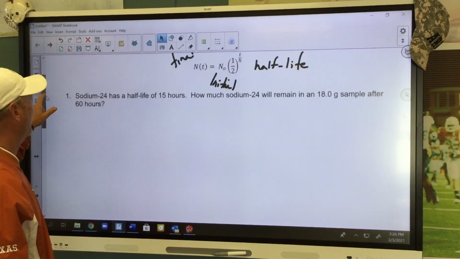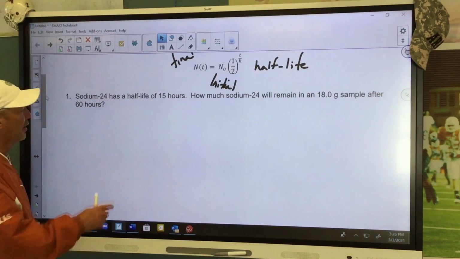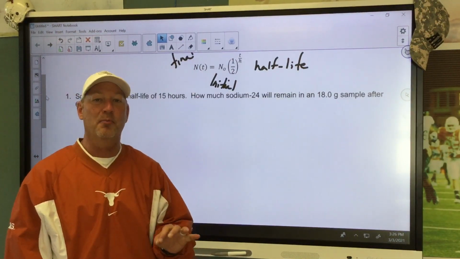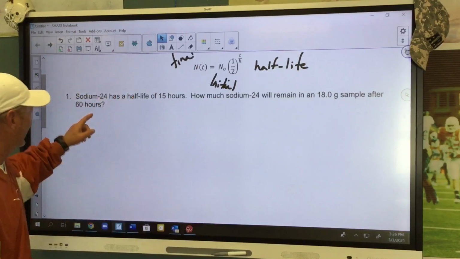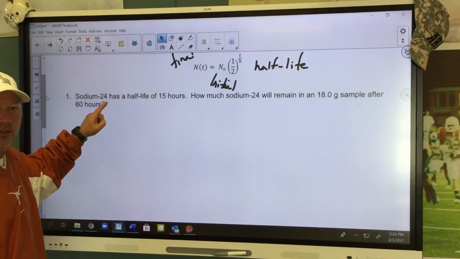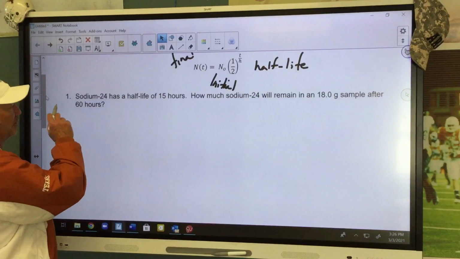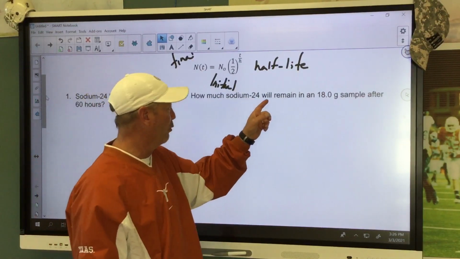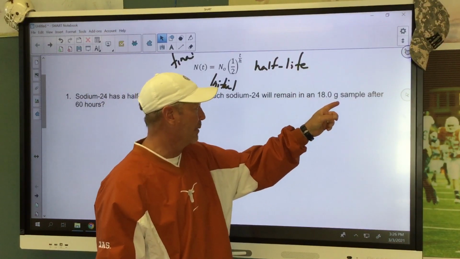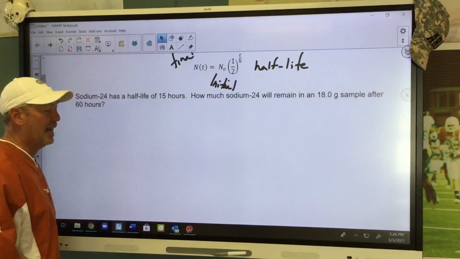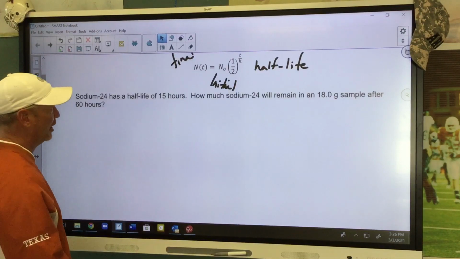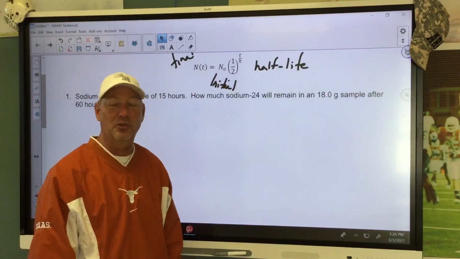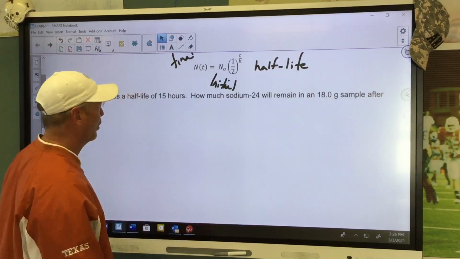All right, sodium-24. They're talking about elements. That number next to the element will never ever be used in a problem. So this 24 will never be used in the problem. But sodium-24 has a half-life of 15 hours. How much sodium-24 will remain in an 18-gram sample after 60 hours? So they're going to ask you to find the final amount. They're going to ask you how much is remaining after we start, okay? So we're going to find the final amount.